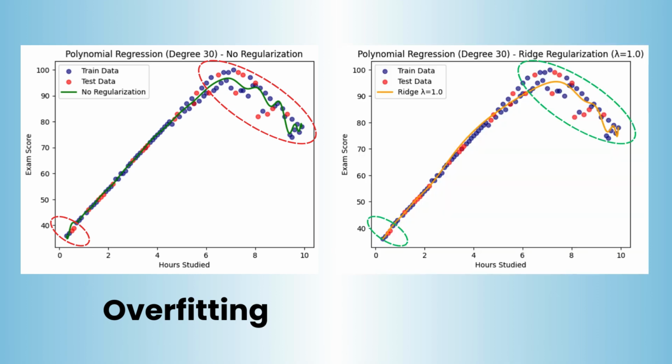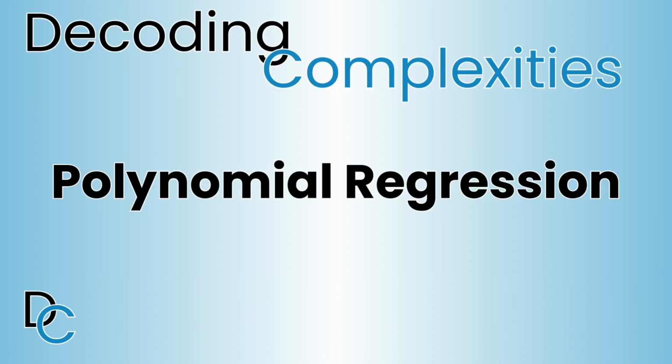How is this possible? How do we force a complex model to choose simplicity over chaos? The answer is regularization. Welcome to Decoding Complexities. I am Pradeep. Up until now, our model had only one goal: to minimize the error.